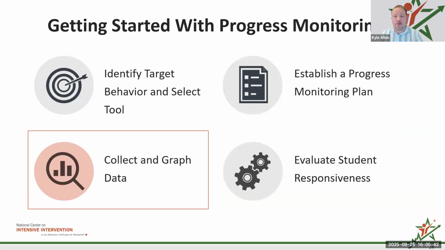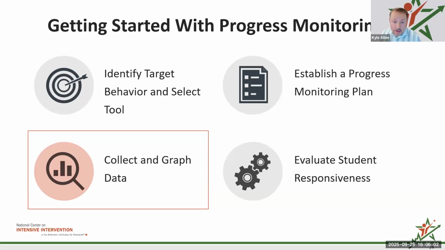Okay, so moving from, again, identifying that target behavior, like what is the thing that we need to address with our intervention, and what is the actual progress monitoring assessment or measure that we can utilize, we want to move into that plan, right? Like who's going to collect the data, when we're going to collect the data.